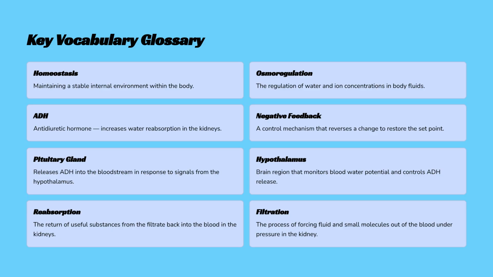Key terms include homeostasis, osmoregulation, ADH, negative feedback, pituitary gland, hypothalamus, reabsorption, and filtration. Ensure you understand the definitions, especially how ADH is a hormone that regulates water in the kidneys.